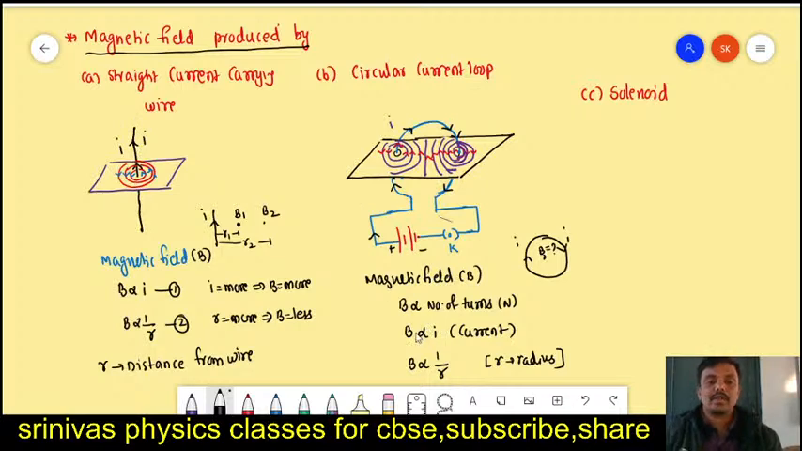Actually, one thing, for the solenoid also we are going to draw the magnetic field lines. What is a solenoid? A solenoid means a current carrying wire, an insulated current carrying wire.